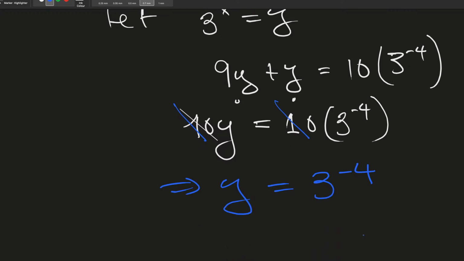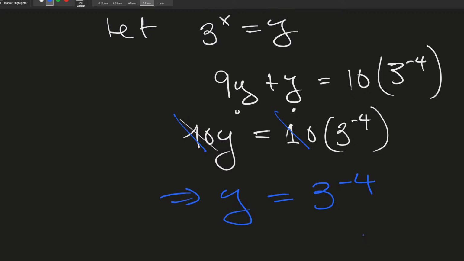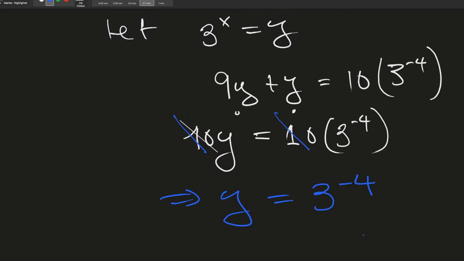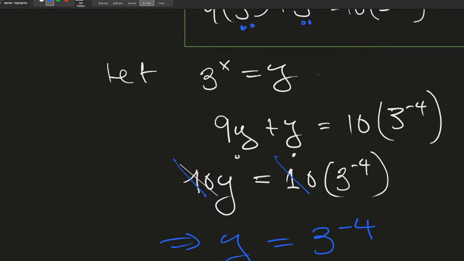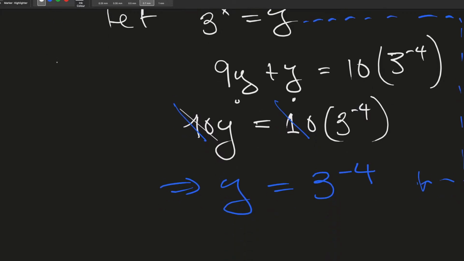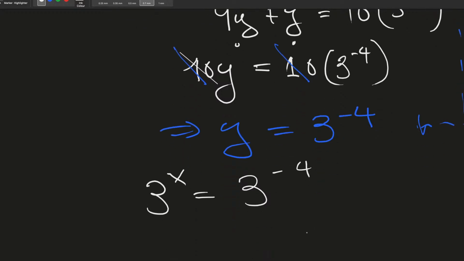Now look at it. We earlier started by saying that let 3 raised to the power x equal y. So if that is the case, wherever I see y, it is equal to 3 raised to the power x. So that equation now becomes 3 raised to the power x is equal to 3 raised to the power -4. What comes into your mind again? Let us invoke one more property we know.